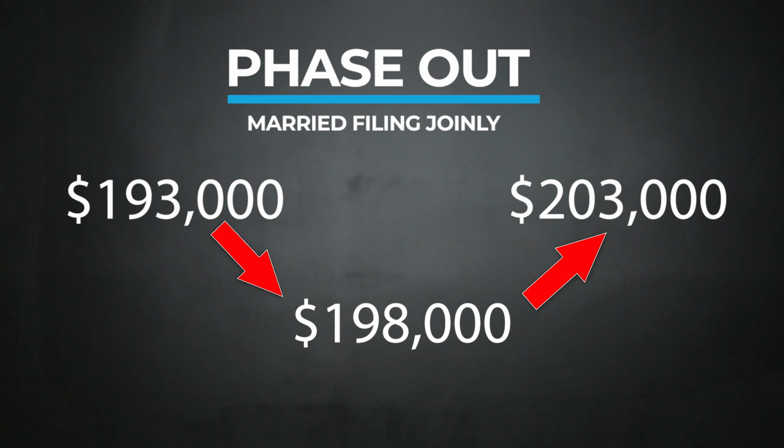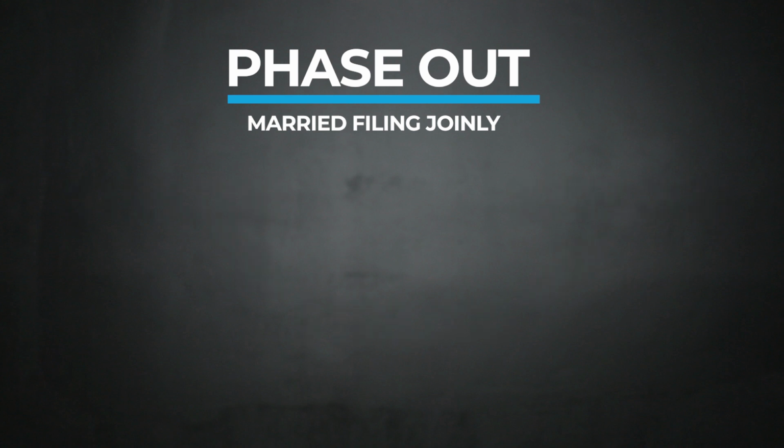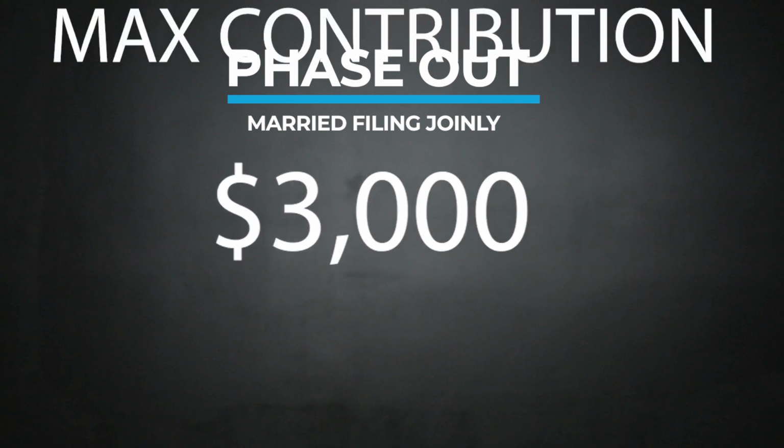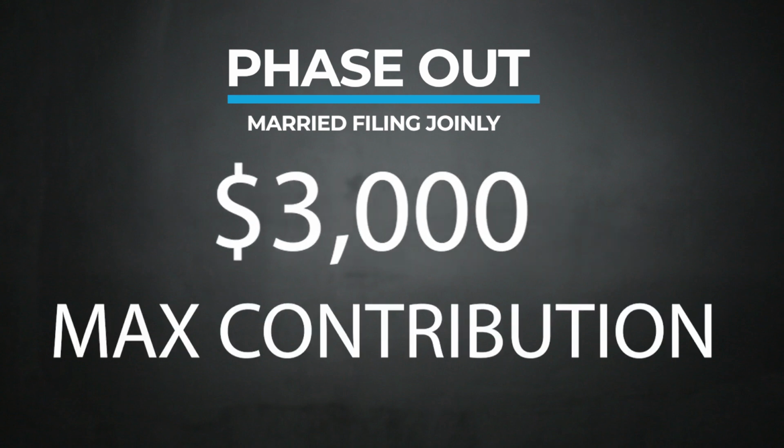So if you make $198,000, that's halfway. So that means you have to take the 6,000 Roth IRA contribution limit and divide that by 2, which would be 50%. So that means you can only put in 3,000. So let's say in that example, you put 4,000 into your Roth IRA, then that means you would have over-contributed by $1,000 in that example for married filing jointly.